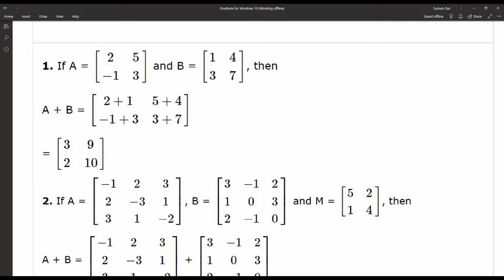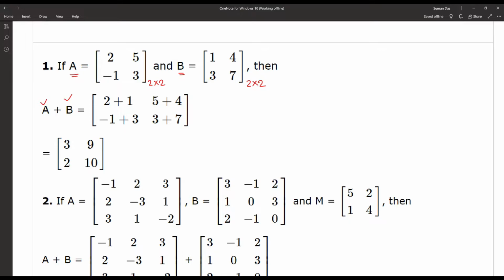Suppose we have a matrix A, which according to the rows is 2 5 and minus 1 3. So it has the order 2 cross 2 because it has 2 rows and 2 columns. And another matrix B, according to the rows, has the elements 1 4 and 3 7. So it also has the order 2 cross 2. As the two matrices have the same order, we can proceed with the addition of the two matrices A and B.